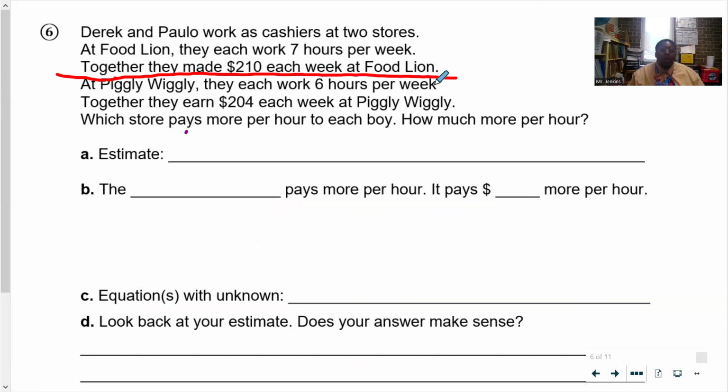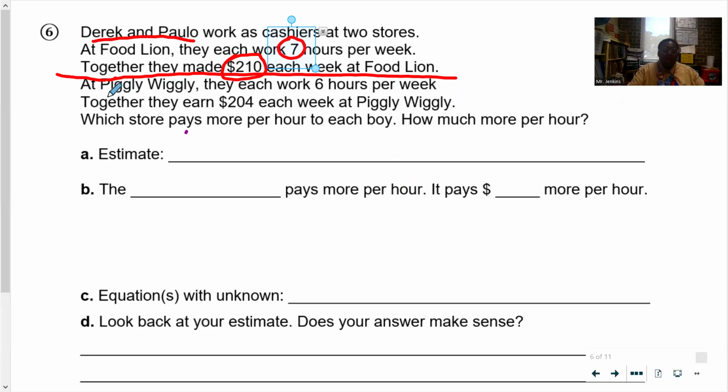All right, so the first part of this problem says we have 2 boys. They are Derek and Paul, or Paulo. So Derek and Paulo are cashiers and they both work at 2 different stores. So we're going to start with the first store. At Food Lion, they each work 7 hours a week, and together they make $210 each week at Food Lion. So 7 hours a week, $210, and there's 2 of them because it's Derek and Paulo. That's the first part of this problem.